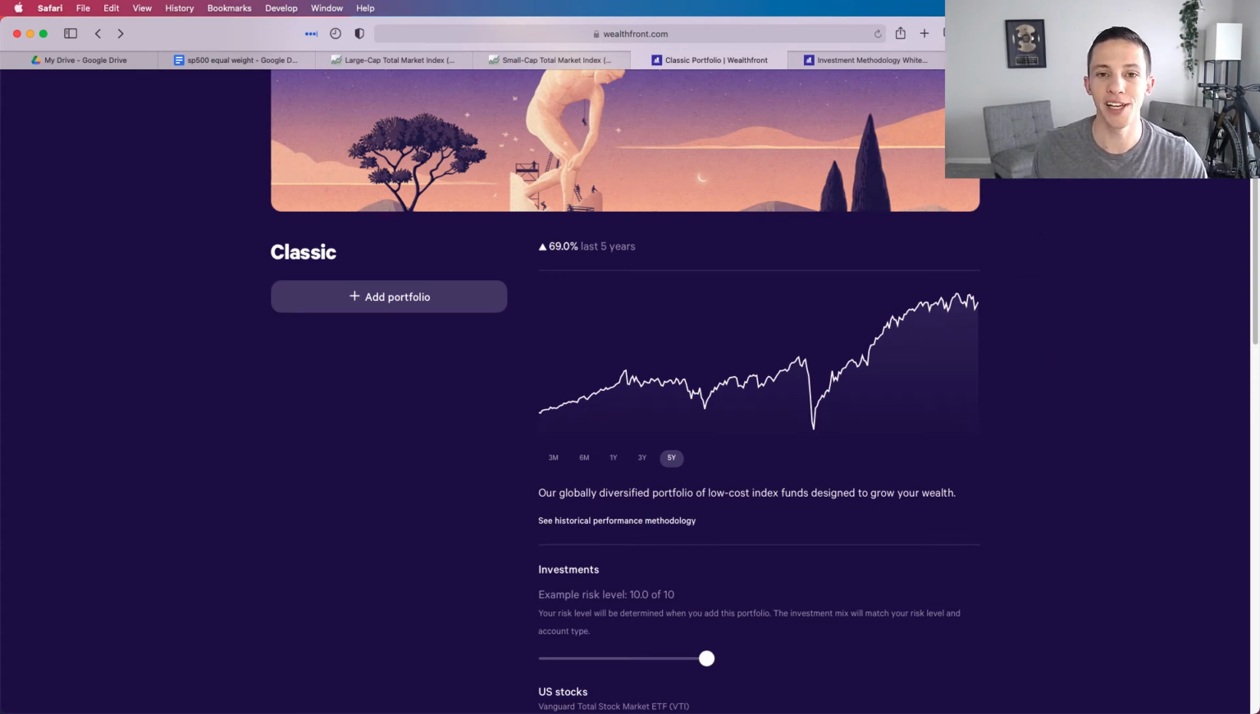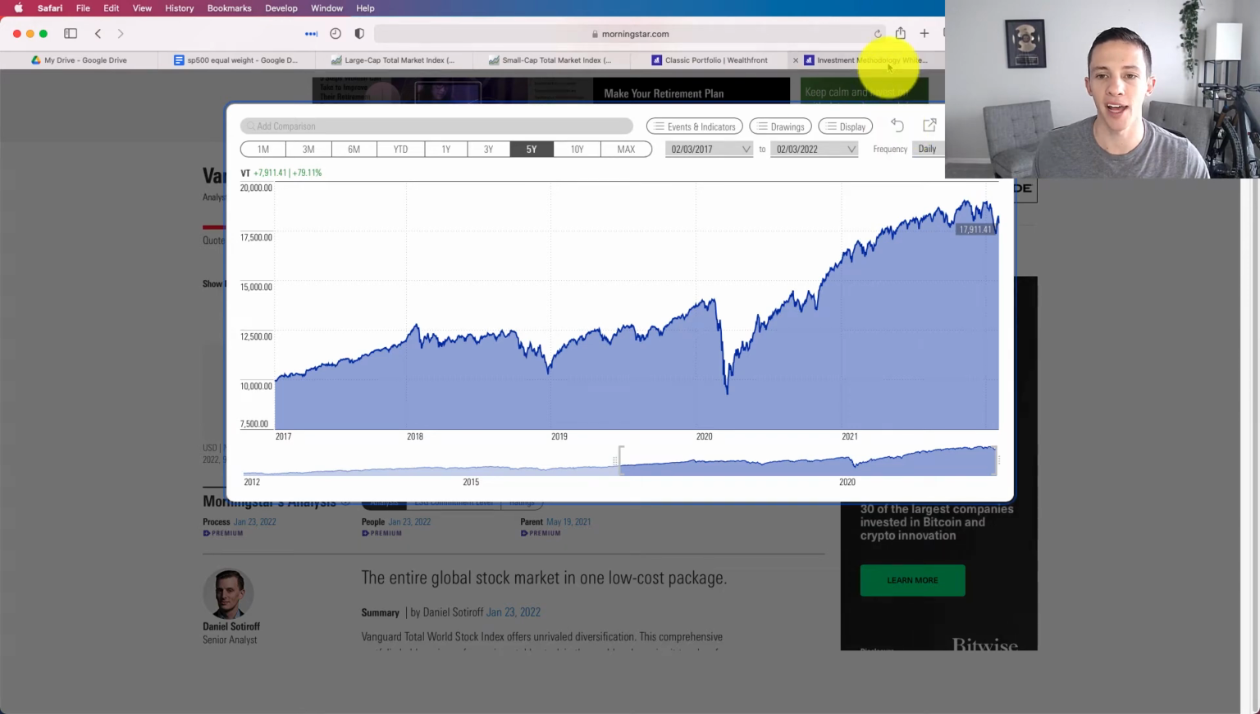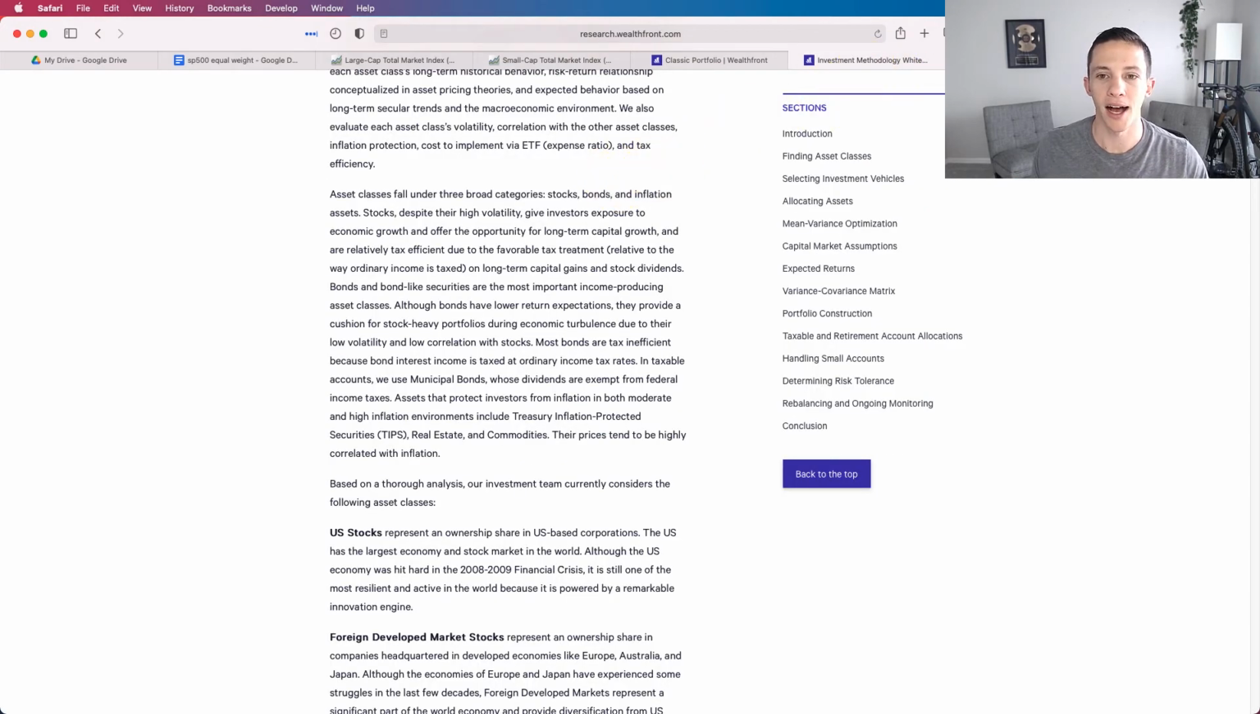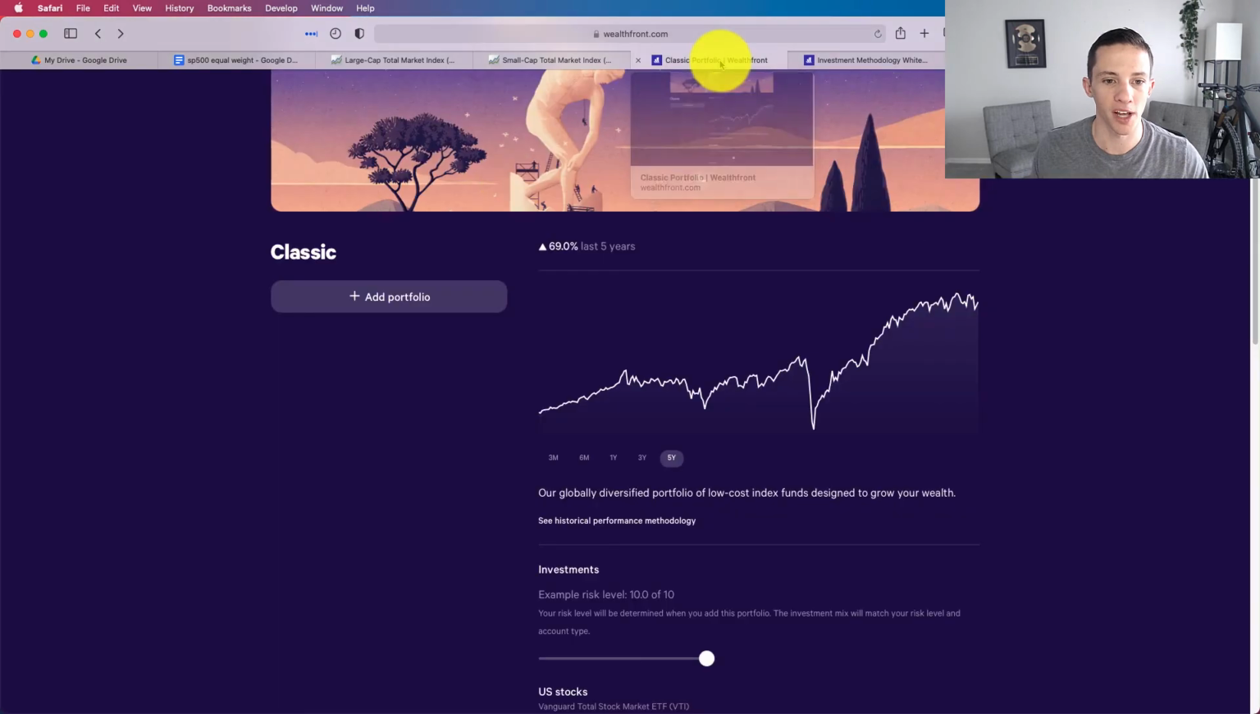I think that's pretty damn interesting, that such a simple market cap weighted fund without any of the white paper methodology has actually outperformed Wealthfront's performance, has actually outperformed the Wealthfront classic portfolio there.